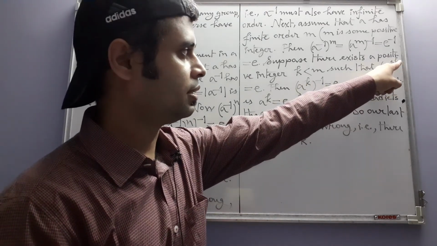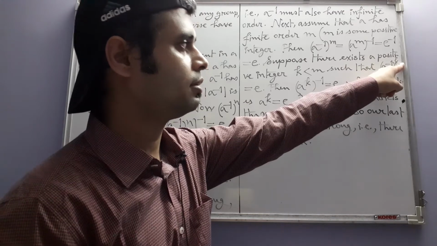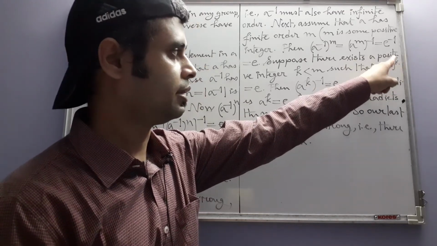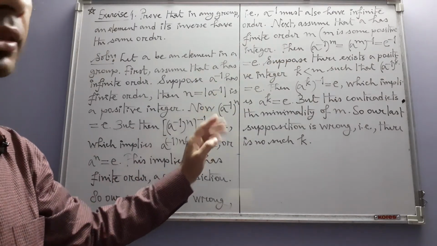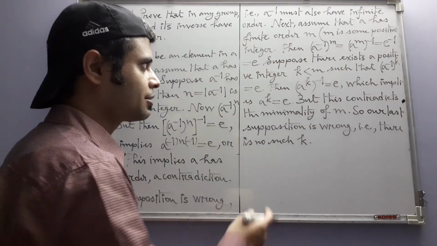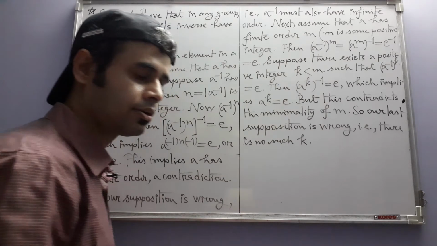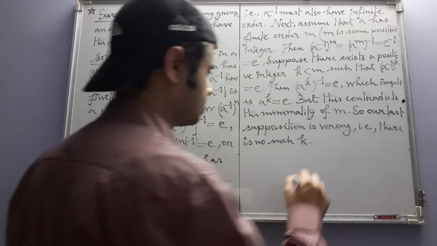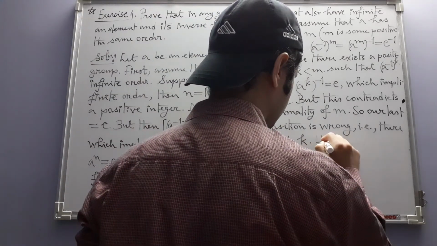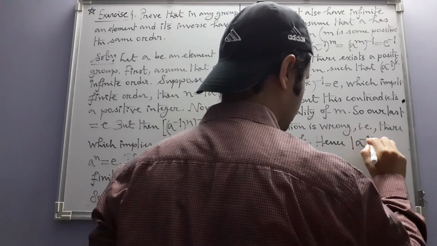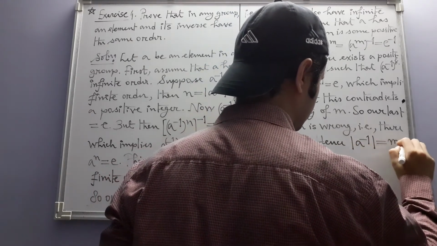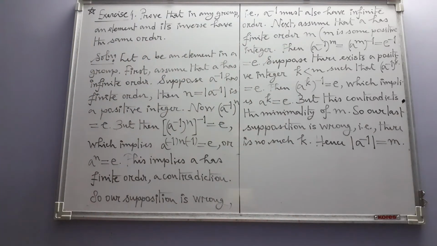If you have here a positive integer that is smaller than m, then a inverse to the power that integer can never be equal to identity. So that just tells us that m is actually the order of a inverse. Hence, the order of a inverse is also equal to m. So this proves that a and a inverse have the same order.